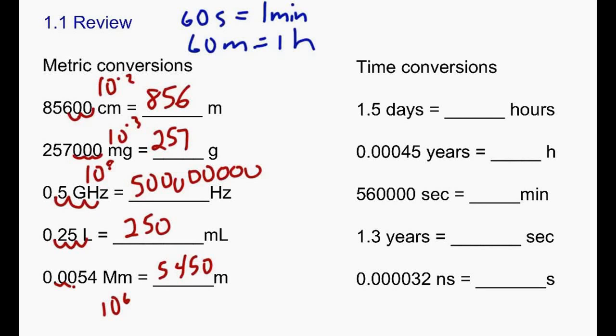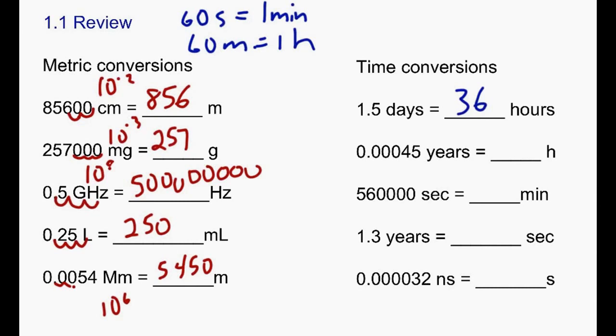So this first one I've got here is 1.5 days. We want to figure out how many hours that is. So we have days to hours. There's 24 hours in a day, so for this one you'd go 1.5 times 24 on your calculator. So 1.5 times 24 is 36. Okay, so 1.5 days equals 36 hours.